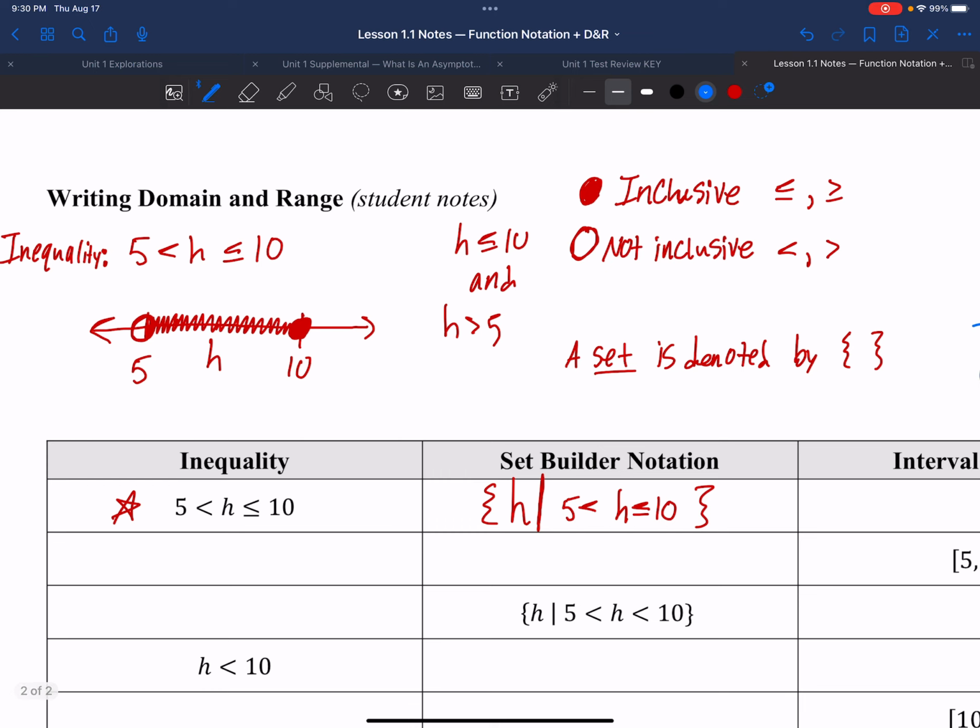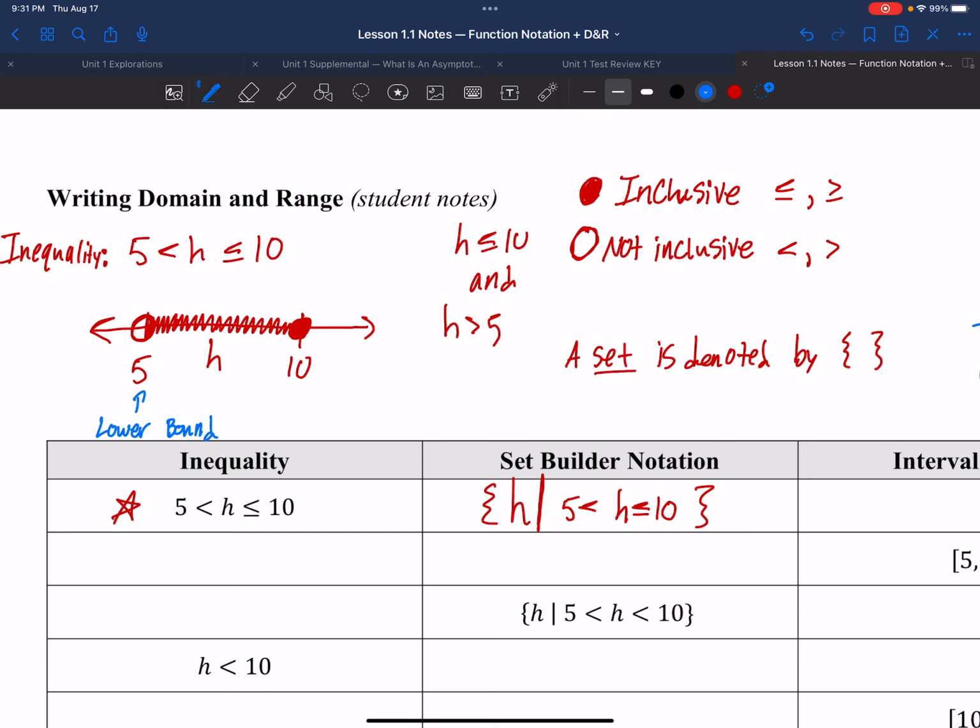You see how H is stuck between two numbers, 5 and 10. I haven't shaded past 10, and I haven't shaded before 5. H is inside here, right? So the lower bound on H, this is 5. This is the lower bound.